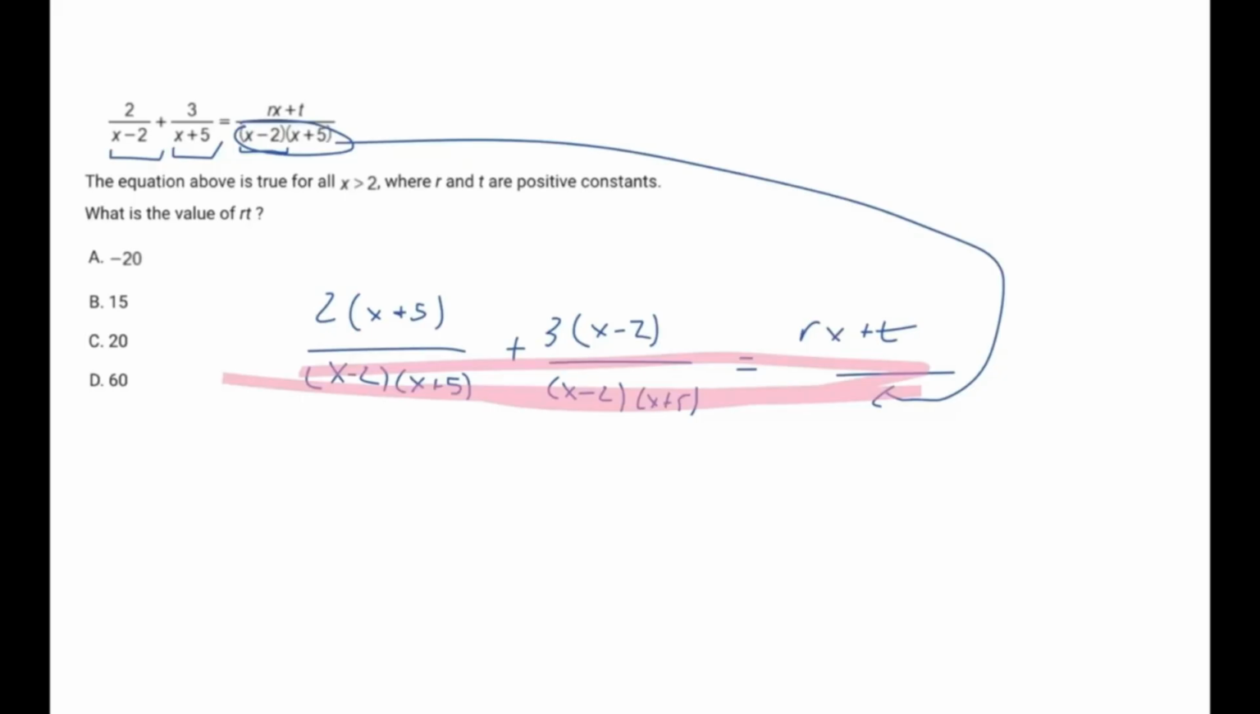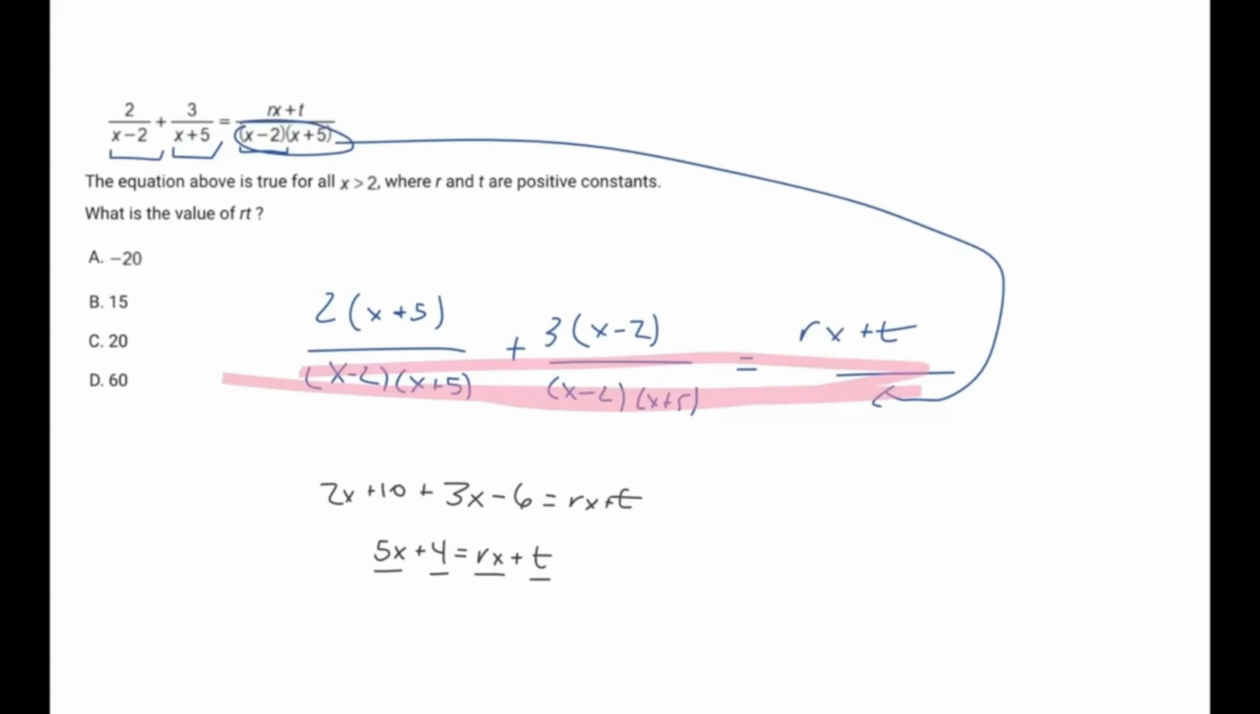So now we want to distribute this out. So 2 times x is 2x, and then 2 times 5 is 10, and then we add 3 times x, so 3x, and then 3 times negative 2 is negative 6 equals rx plus t. And this simplifies further, and it's actually kind of cool what happens. So we have 2x plus 3x is 5x, we're just combining like terms, and then 10 minus 6 is plus 4. So if we look at this, what you'll find is that on the left side, we have an x term and a constant, right? On the right side, we also have an x term, rx, and a constant t.